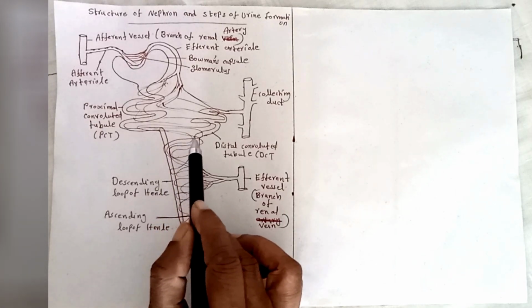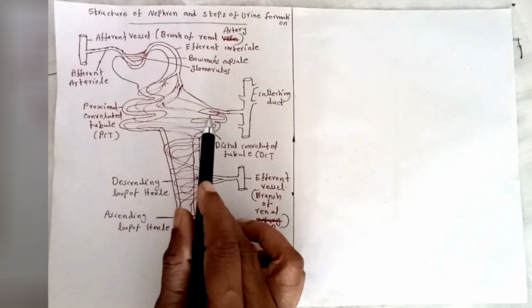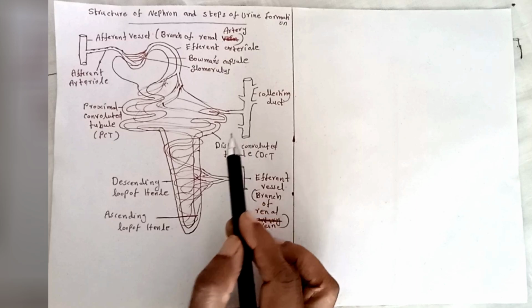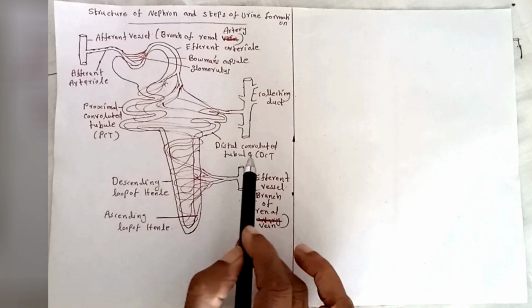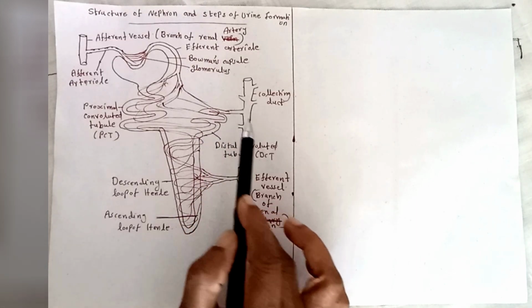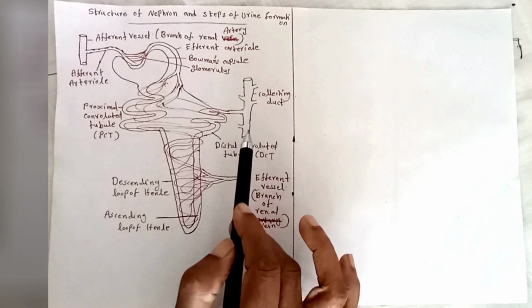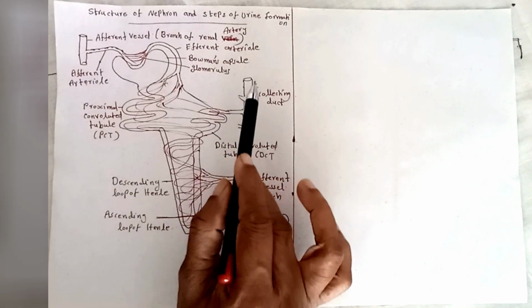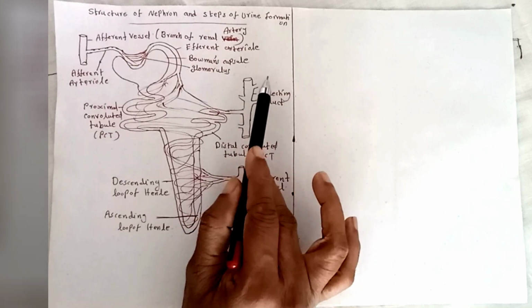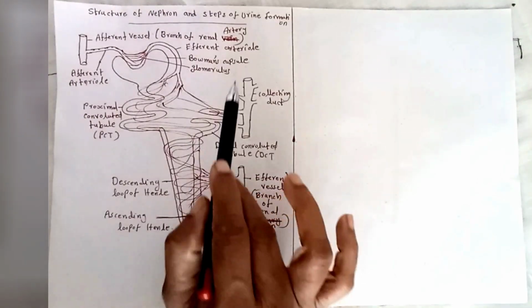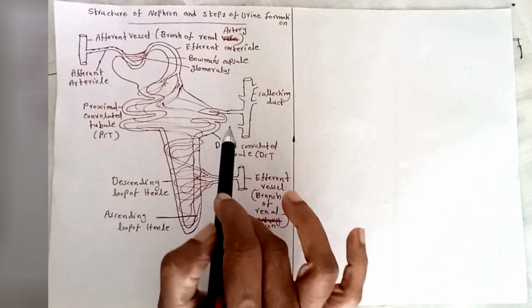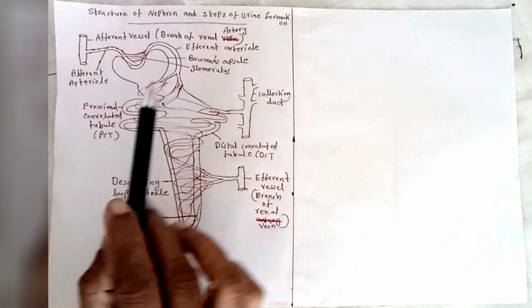Then this is again convoluted, that is the distal convoluted part. The end of the distal convoluted tubule, DCT, is connected with collecting ducts. Numerous DCTs from different nephrons enter into the collecting duct. This is the tubular part.